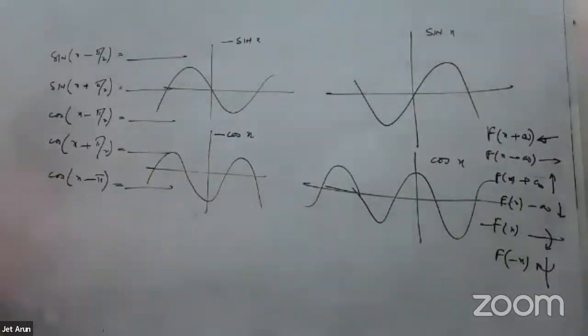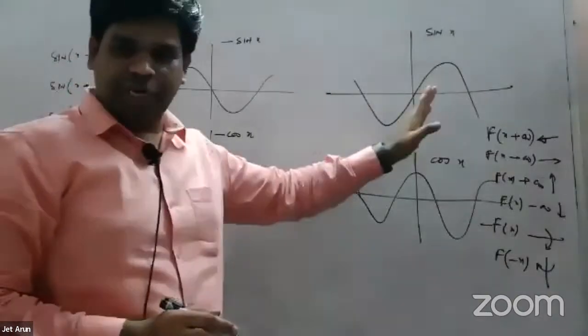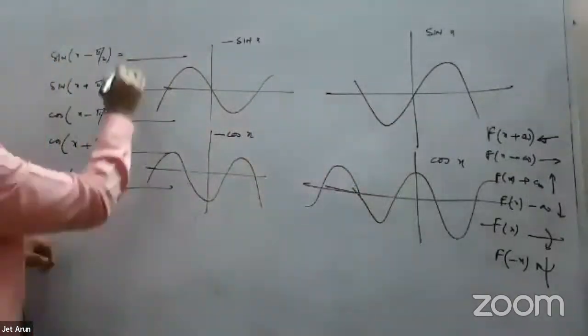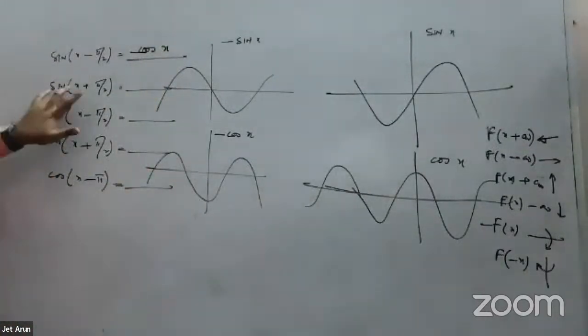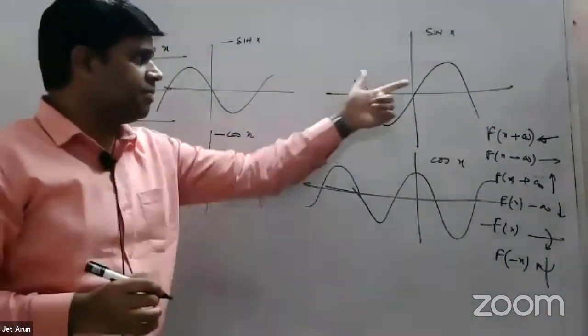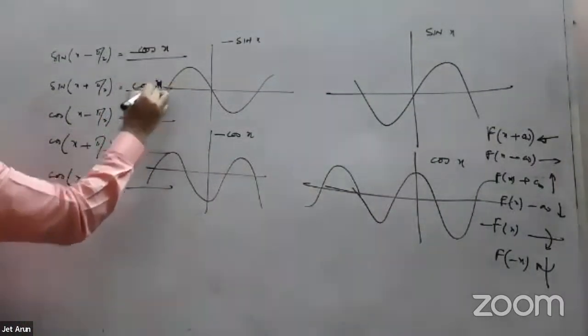All right. Now we have got all these sine of x minus pi by 2. What is it? Sine of x, I shift it towards right by pi by 2, I get minus cos. Sine of x plus pi by 2: I shift sine x towards left by pi by 2, I get cos x.